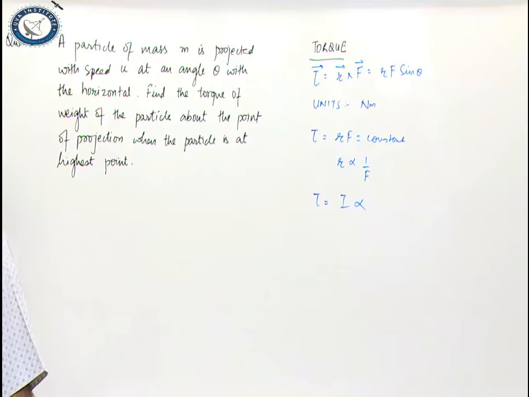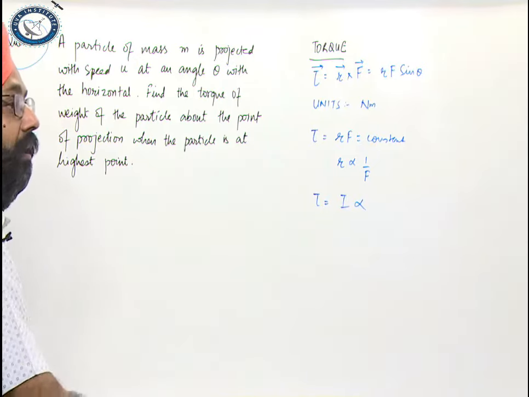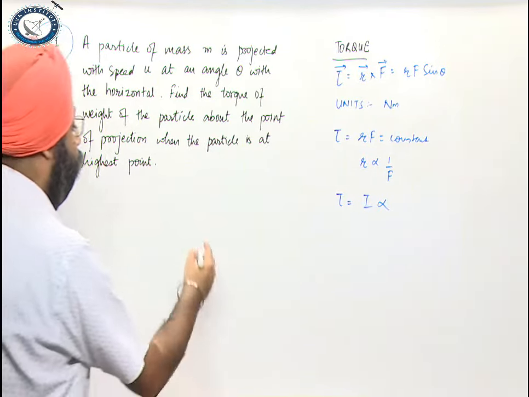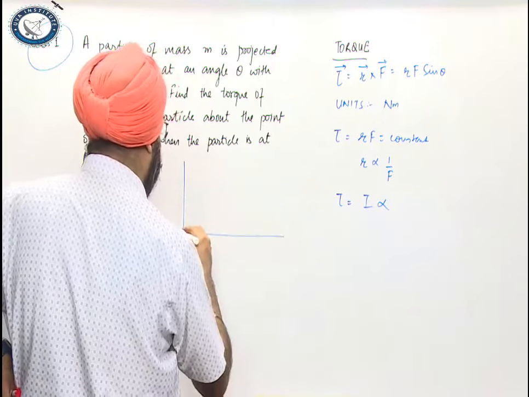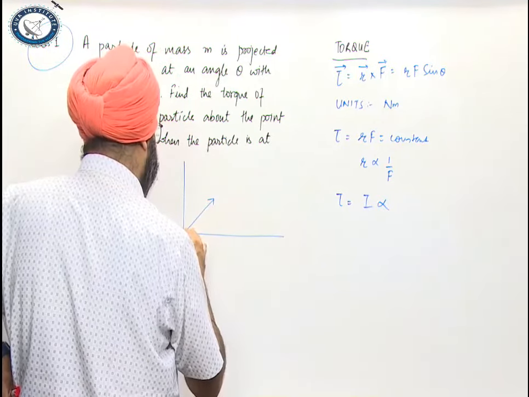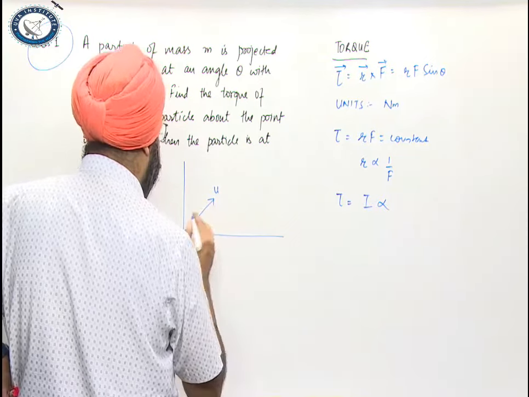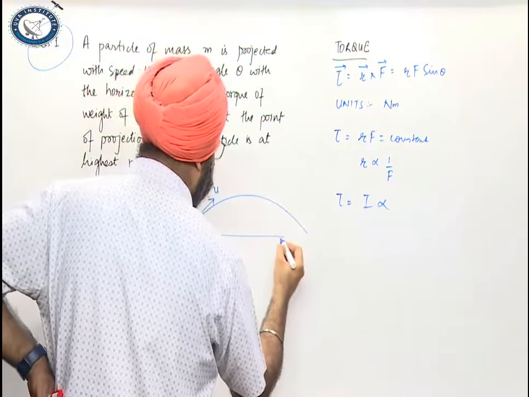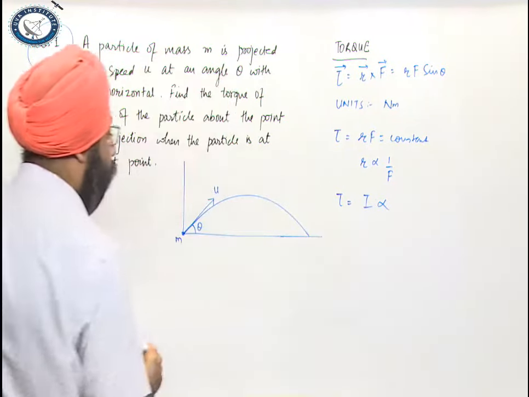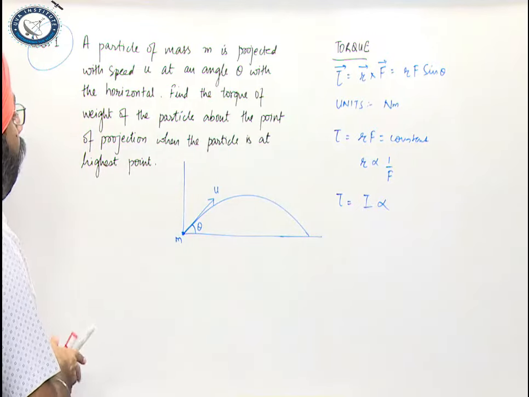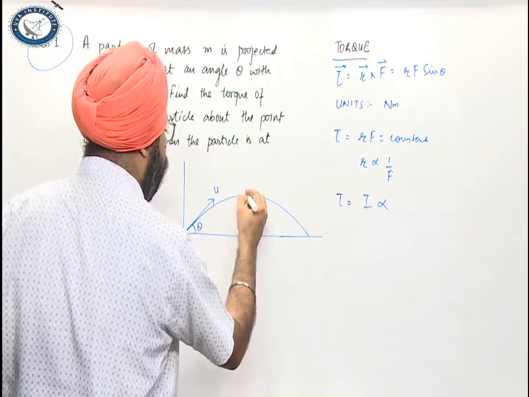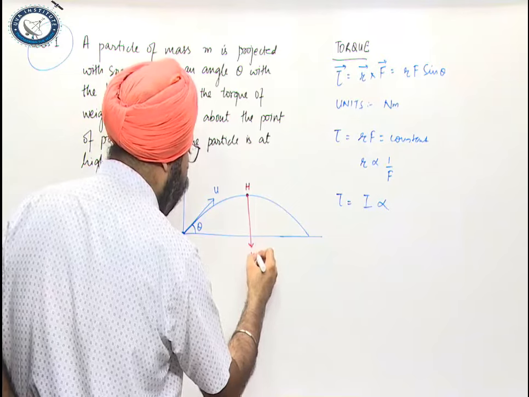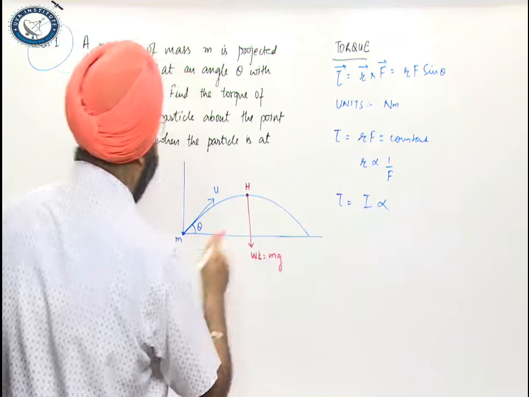Let's consider question number 1. A particle of mass m is projected with speed u at an angle theta with the horizontal. Find the torque of the weight of the particle when the particle is at the highest point. The path is projectile, parabolic motion. This is the highest point, and the weight at the highest point is mg.